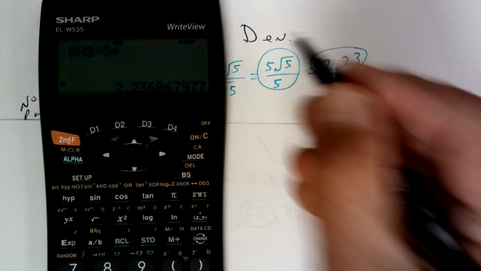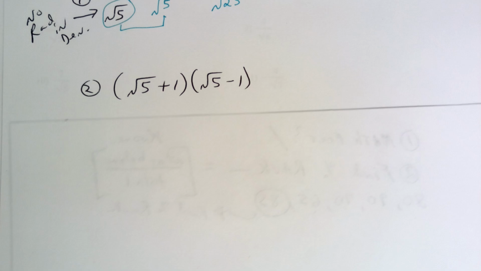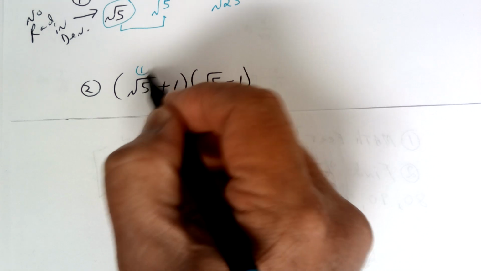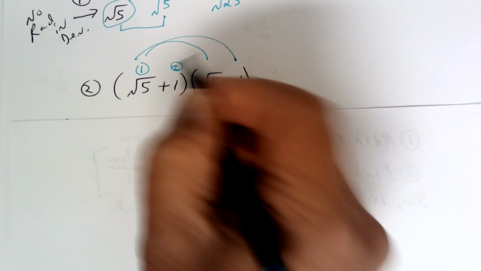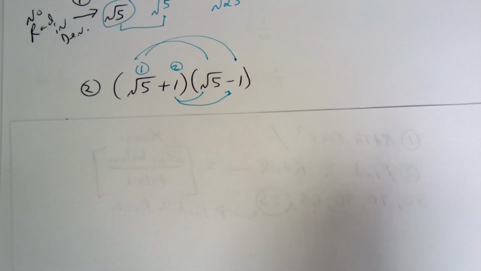Make sure you multiply. This one right here is FOIL. Pay attention. You're going to take this first one right here, and you're going to multiply for both of these. Then you're going to take the second one and multiply for both of these. And that's what FOIL is. So pay attention. Here we go.